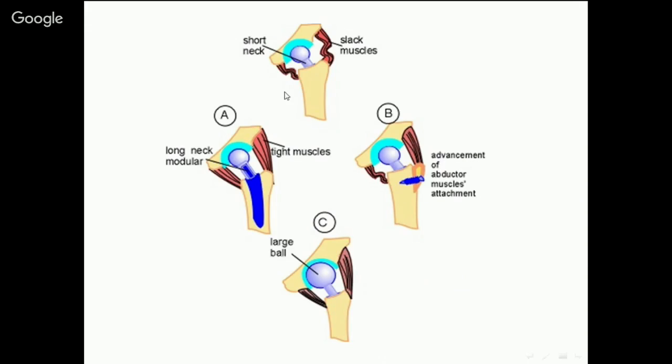So if you have a short neck, you have slack capsules. What can you do? You increase the neck length, so the soft tissue will get tightened. Then for abductor muscle shortness, we have to advance the abductor and fix it. And if we have a small head, 22 millimeter, we have to replace it with a 36 millimeter one.